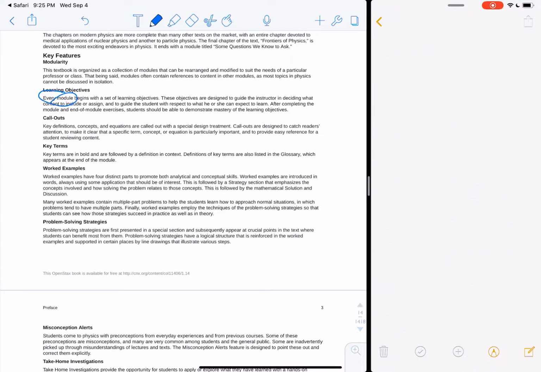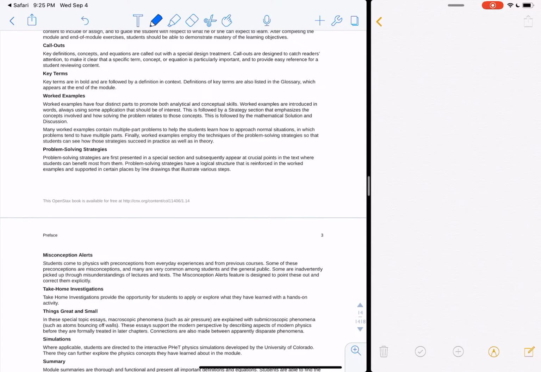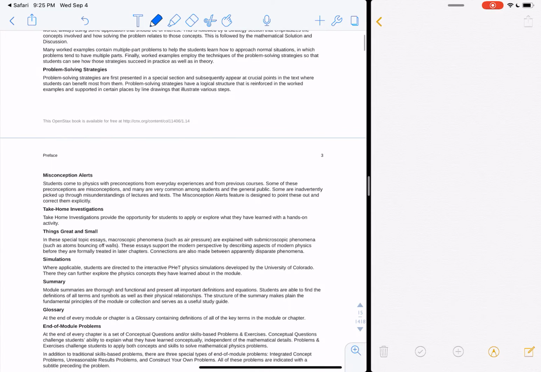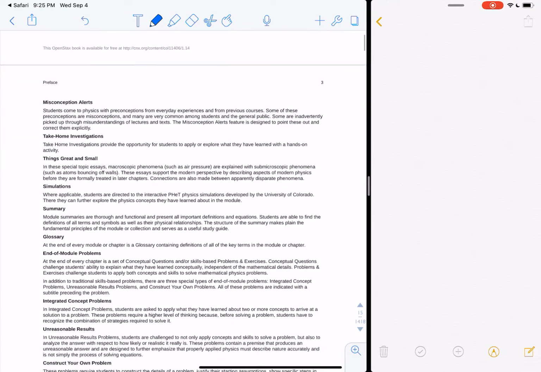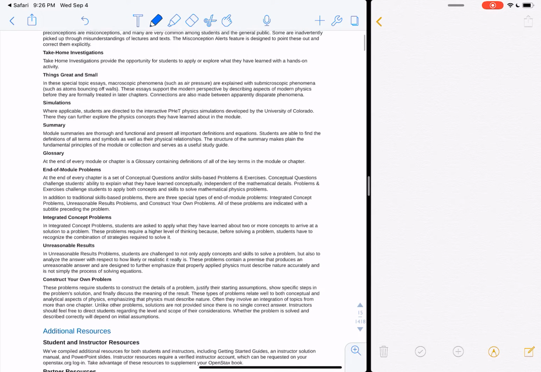Every module begins with learning objectives, so you should read those at the beginning of the chapter and just say, okay, what are we trying to learn here? That's what you're going to be focusing on. There are call-outs, key terms, worked examples, and problem-solving strategies. All of those are good to read and review to get some idea what's going on. There are misconception alerts in the text that say, hey, people have an issue with this. Make sure you don't fall into that trap.